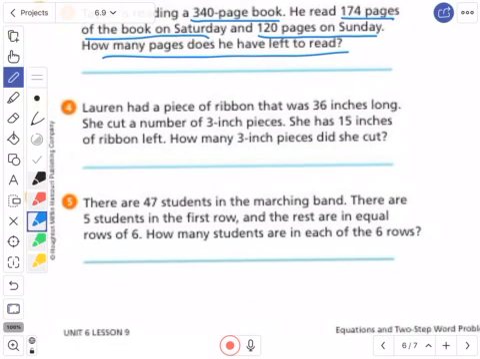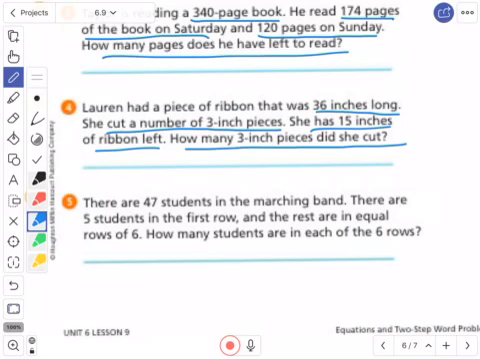Lauren had a piece of ribbon that was 36 inches long. She cut a number of 3-inch pieces. She has 15 inches of the ribbon left. How many 3-inch pieces did she cut? Ooh.